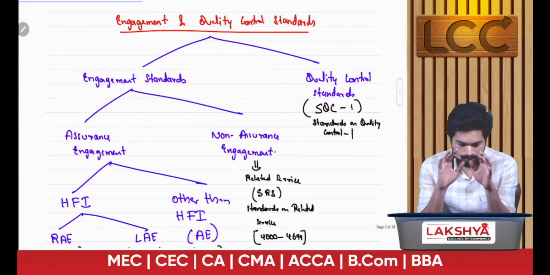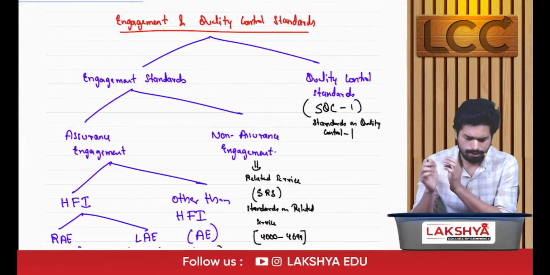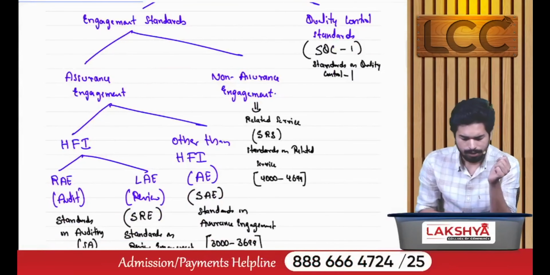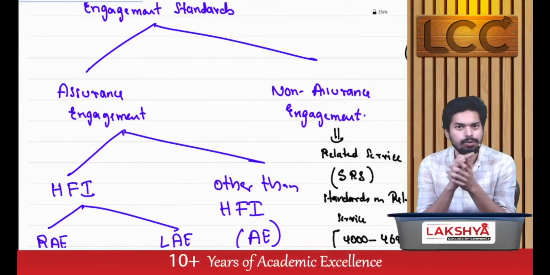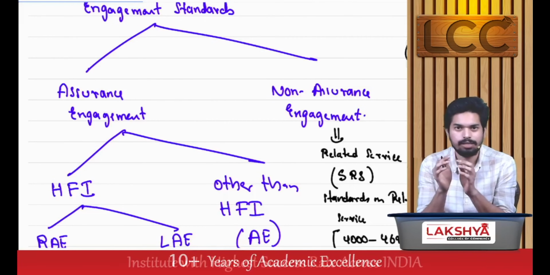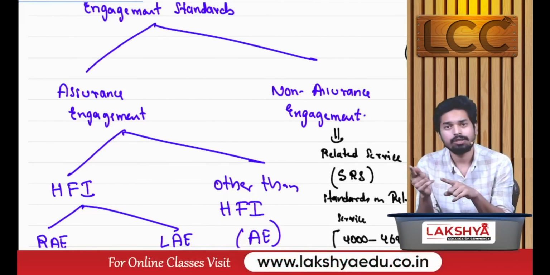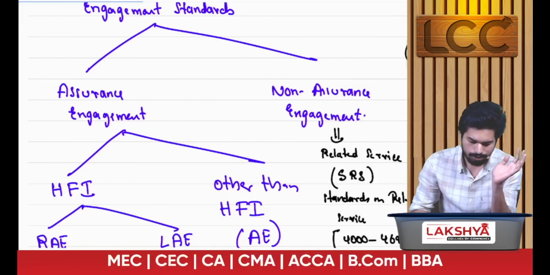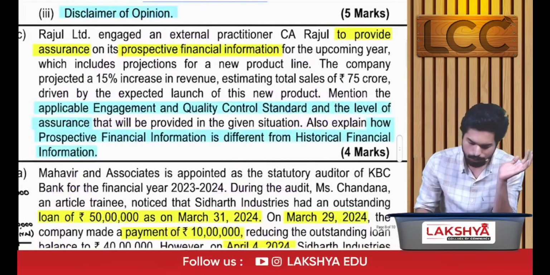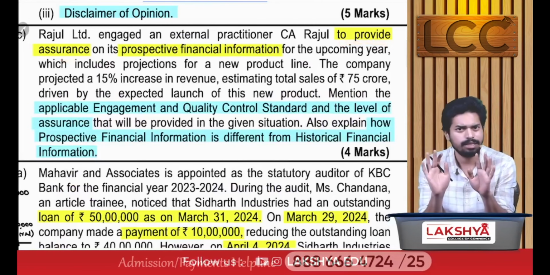See, listen here. This is the engagement and quality control standards. In the engagement standards, if you have been engaged to provide assurance to users, that engagement is called an assurance engagement. If you have been engaged not to provide any assurance to users, that engagement is called a non-assurance engagement. In the question, it is clearly mentioned that you have been engaged to provide some assurance, right? So this is clearly an assurance engagement.